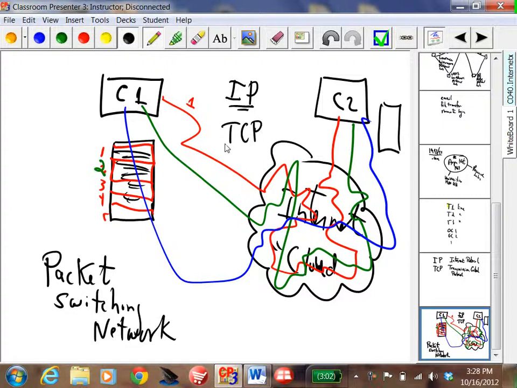TCP creates the packets. IP doesn't even know anything about the packets. IP doesn't know that these packets are part of a message. This is a packet. I don't care where it came from. It's a packet that has to go from here to here, and its job is to get it there and see that it gets there. TCP breaks it down and puts it back together.